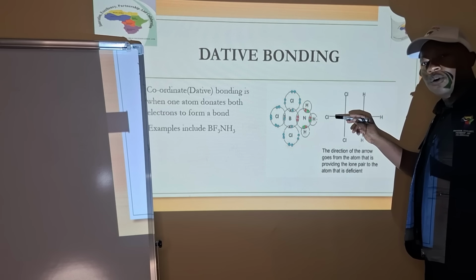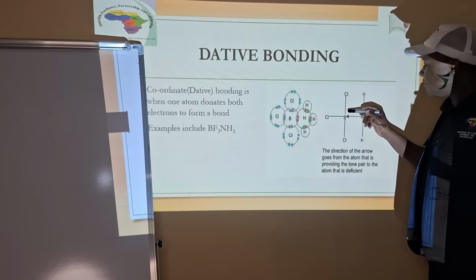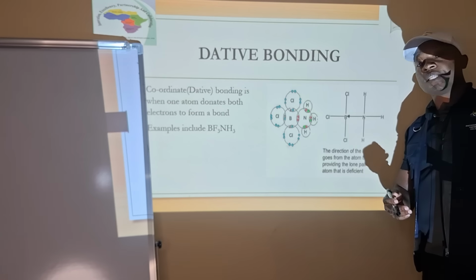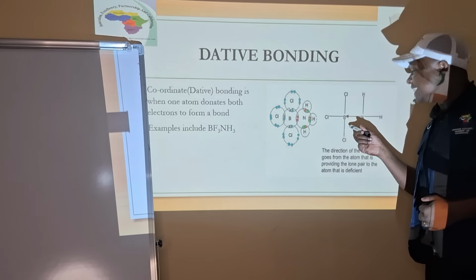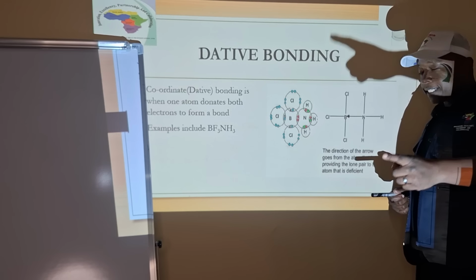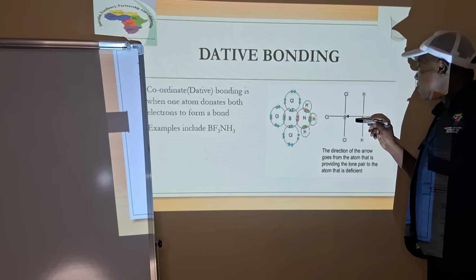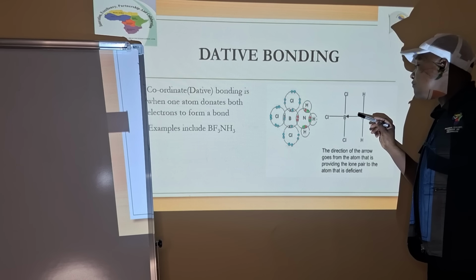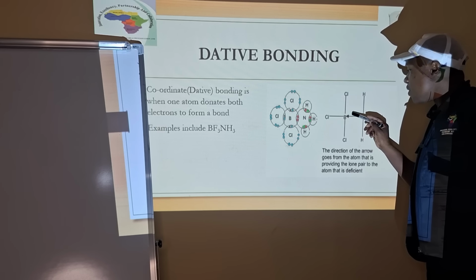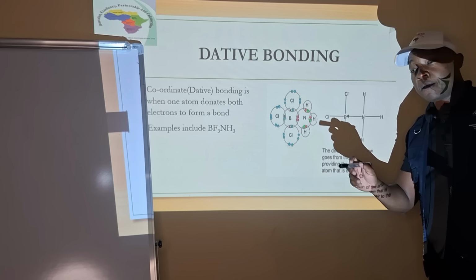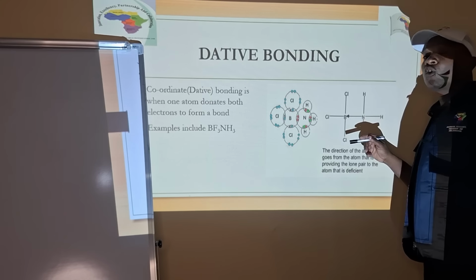It has not reached the octet state. It only has 2, 4, 6 electrons, which means it is deficient of a pair of electrons. So what happens in this type of covalent bonding, which we call dative or coordinate bonding, is this nitrogen atom with its lone pair of electrons will come and share that lone pair with the boron trichloride. So much so that the boron will attain an octet state stability by sharing these electrons, which are with the nitrogen atom in ammonia.